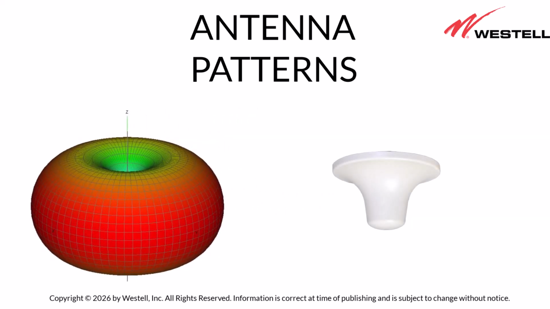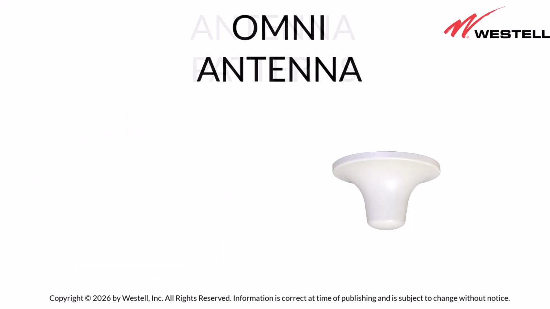An omnidirectional antenna transmits and receives signals all around it in the horizontal plane, but not so well directly above or below it. The ceiling antennas that are round or dimple-shaped are omnidirectional dipole antennas.